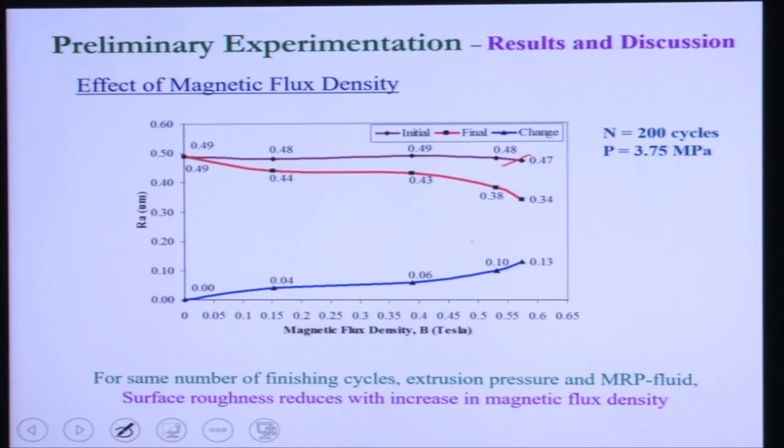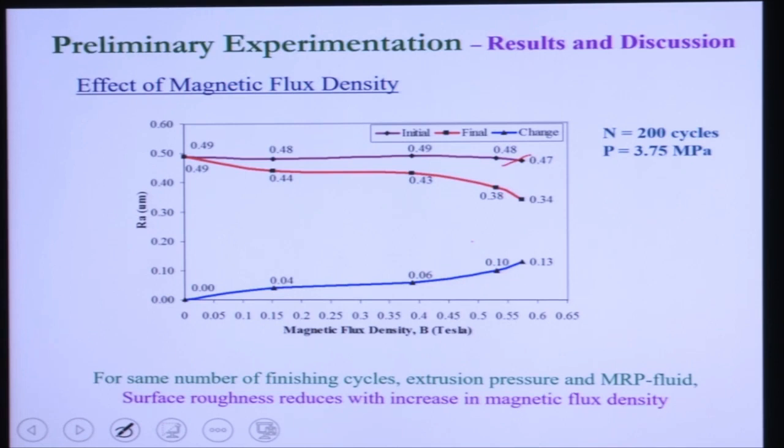Here you can see 0 magnetic field, then 0.15 Tesla, then 0.4 Tesla, then 0.55 Tesla, and then 0.57 Tesla. At these five magnetic fields these preliminary experiments are carried out, and at that time other parameters are kept constant. For the finishing cycle we have considered 200 cycles and a pressure of 37.5 bar. For each magnetic field, different workpieces are considered. All the initial surface roughness values of the workpieces are at the same level, almost near 0.50 micron.